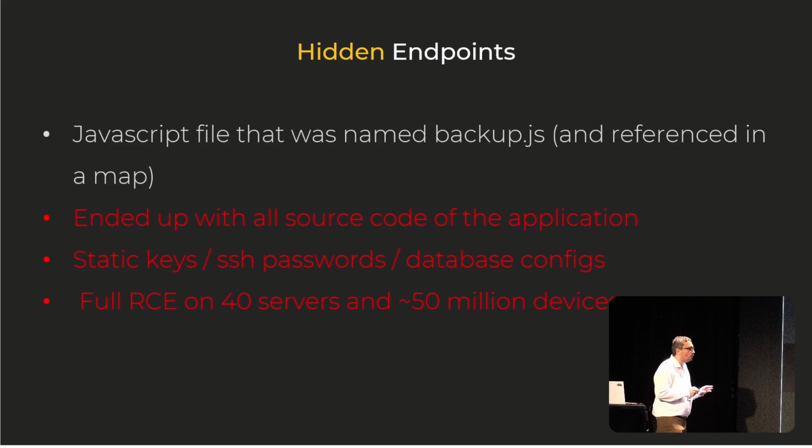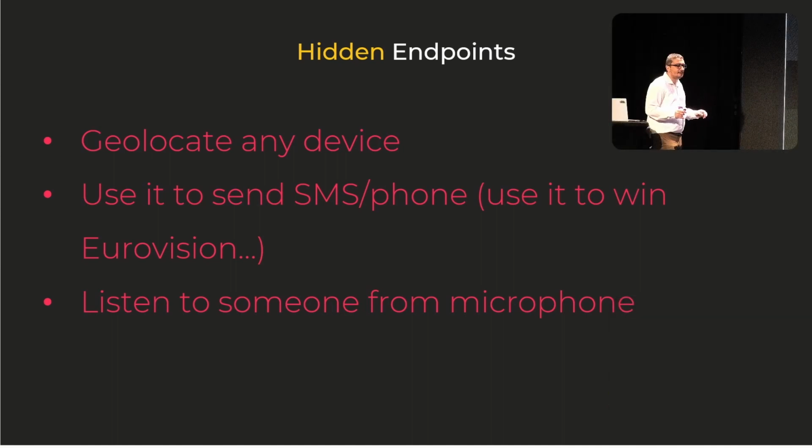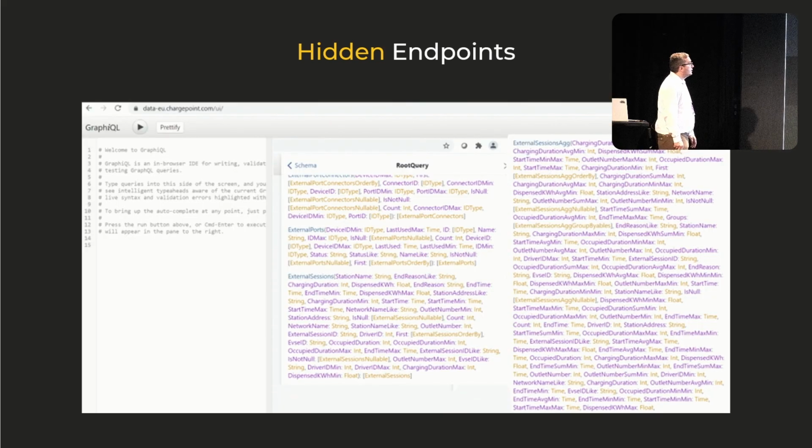You could do anything on 50 million devices. You could geolocate any device. You could use it to send any text, SMS, call any phone, use it to win Eurovision. So, I don't know, 30 million devices in Europe. I could make Greece, I don't know, Norway win Eurovision. And you could also listen to someone from the microphone.